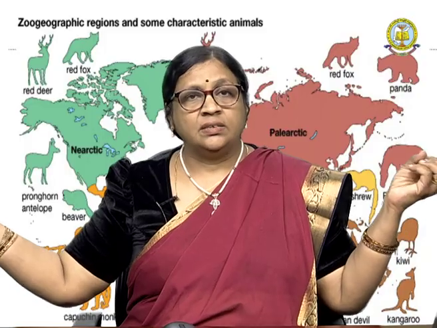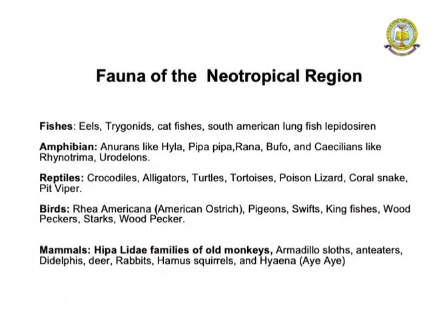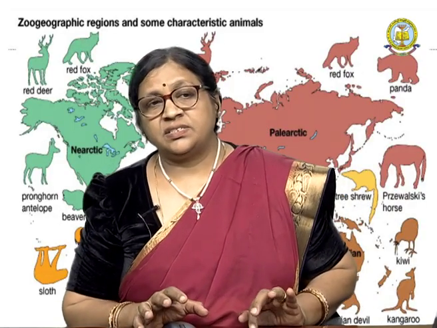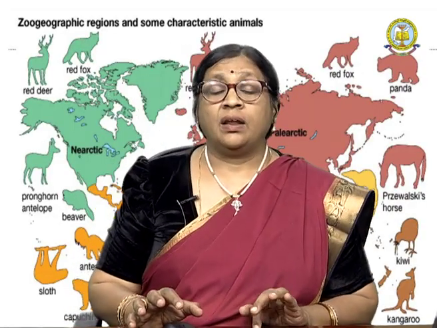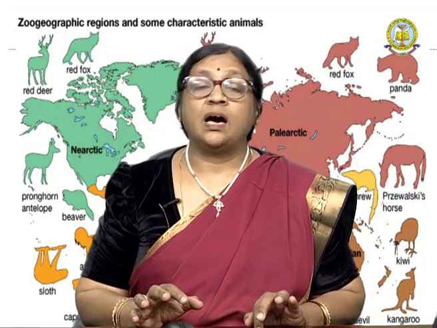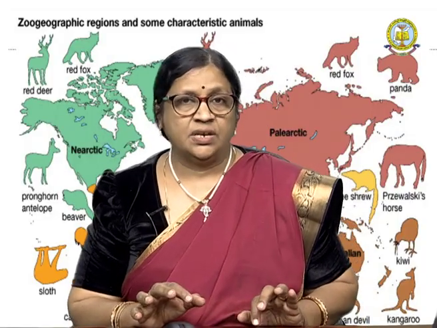eels. So eels are long fishes. They look like a snake, and they have very long elongated structures. They are usually found at the bottom of the ocean. And another characteristic fish which is found is Lepidosiren. It is a South American lungfish and a very characteristic fish of this particular region.